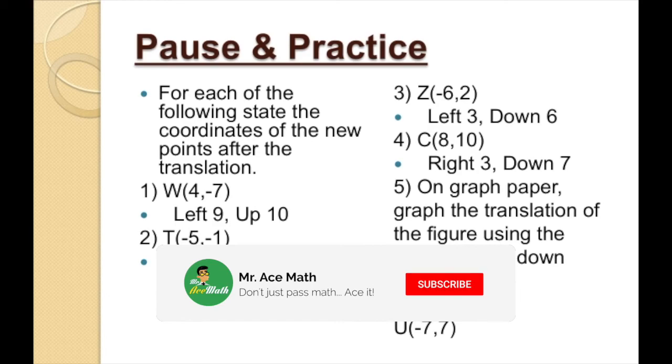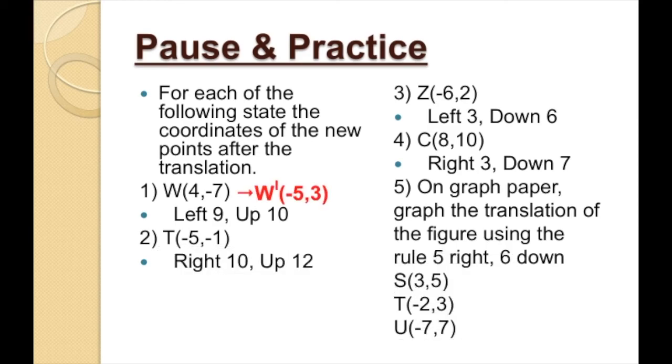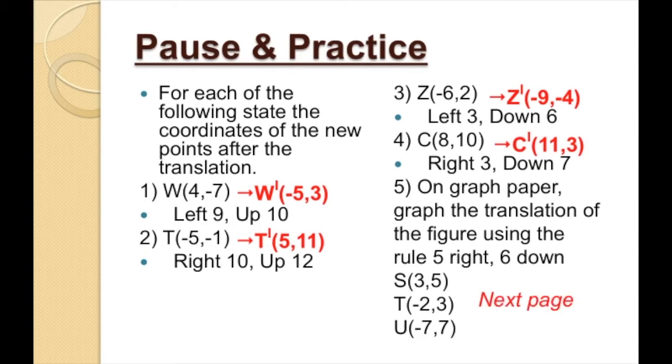So let's review our answers. Number 1, W becomes W prime at negative 5, 3. Number 2, T becomes T prime at 5, 11. Number 3, Z becomes Z prime at negative 9, negative 4. Number 4, C becomes C prime at 11, 3. And number 5 we go over on the next page.